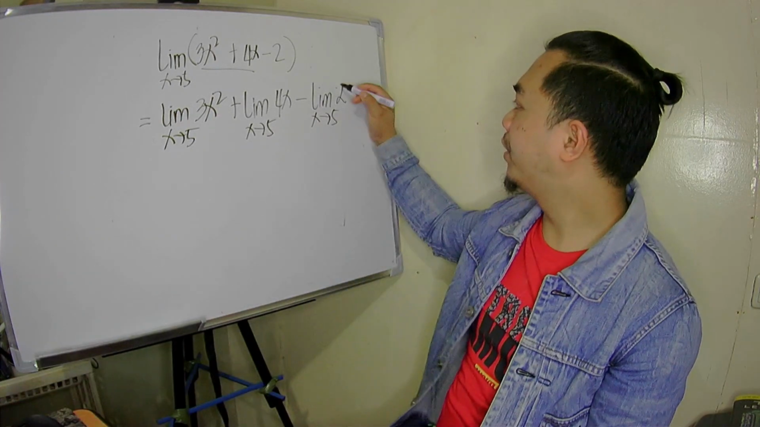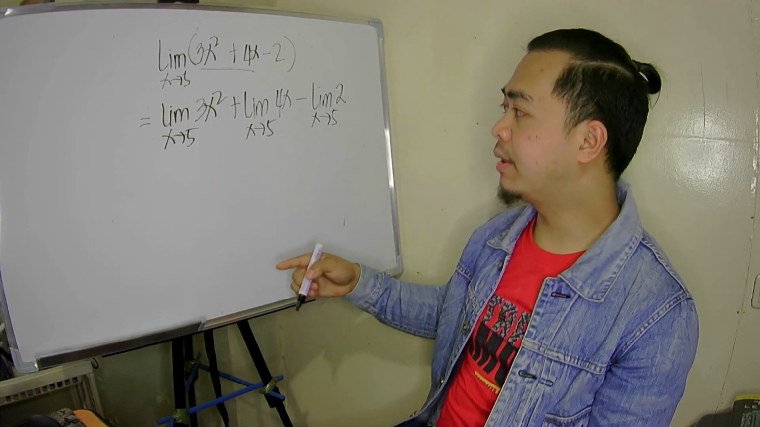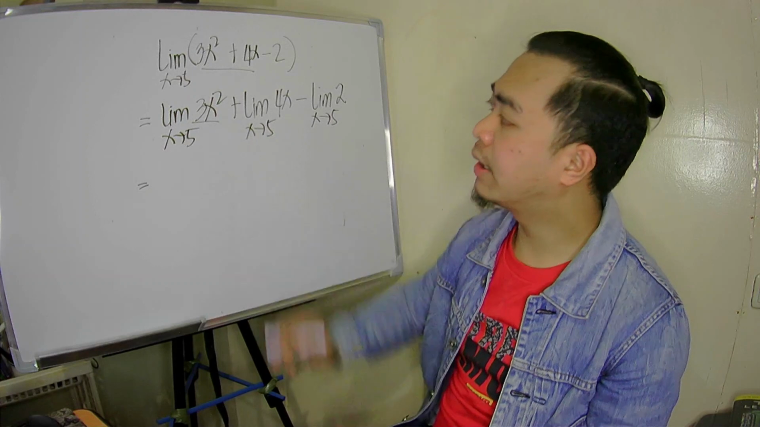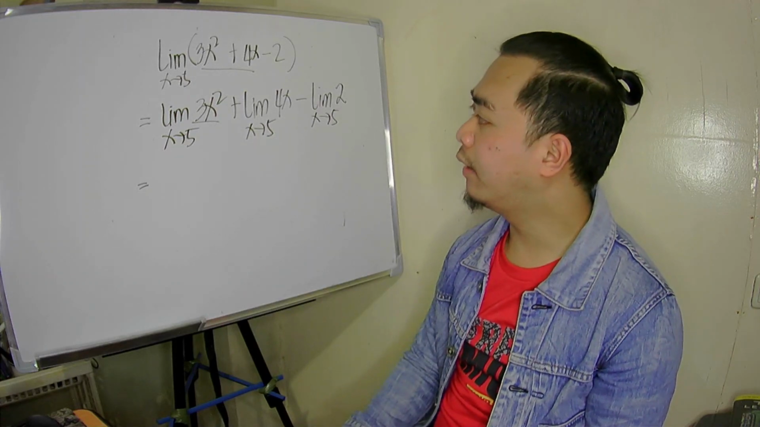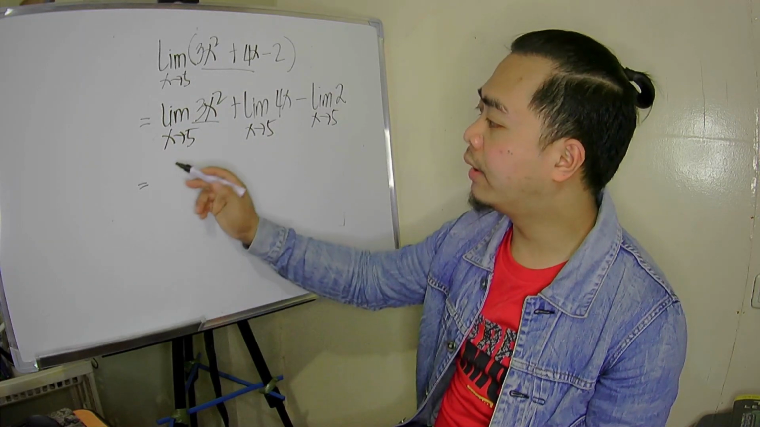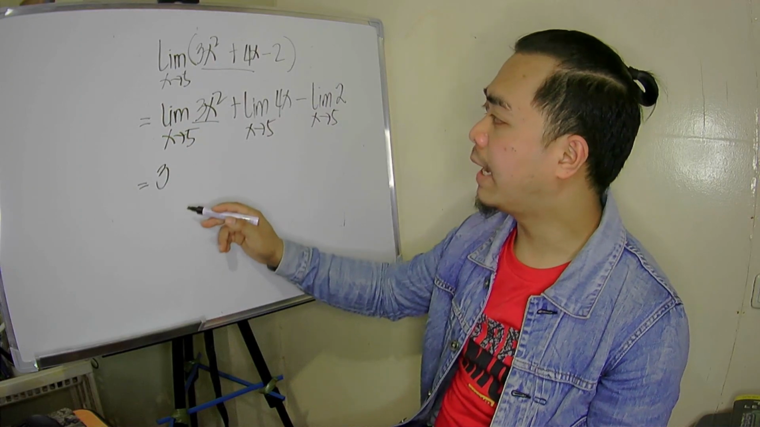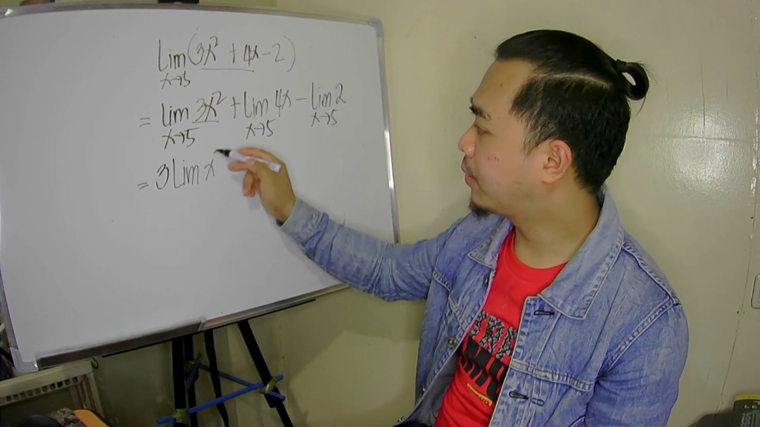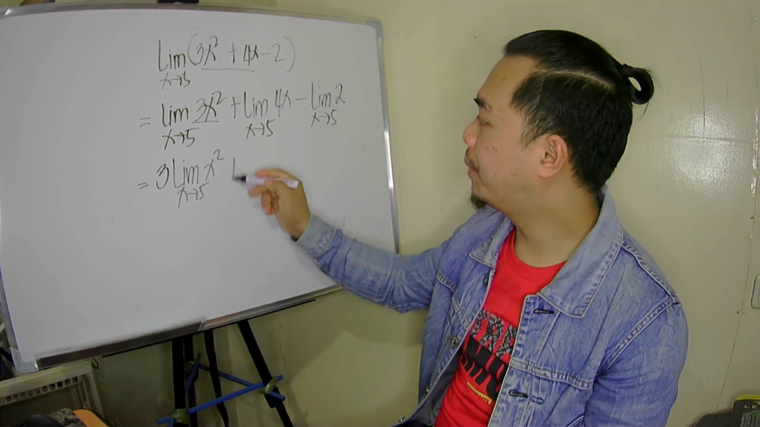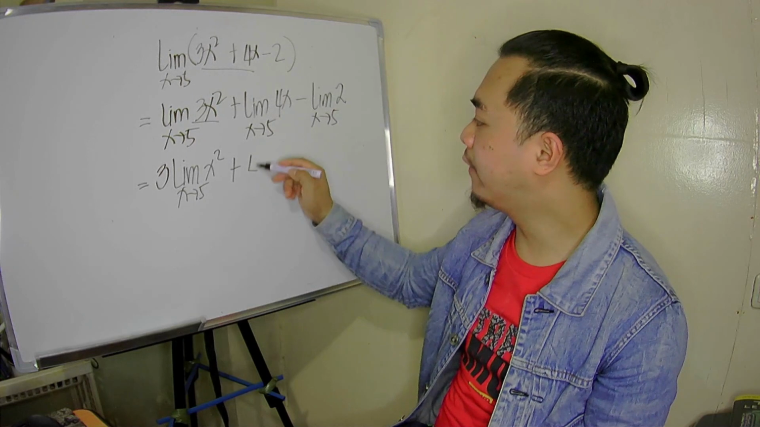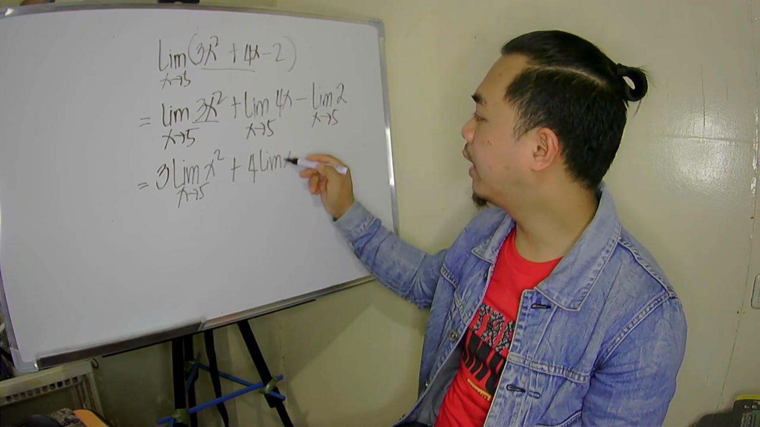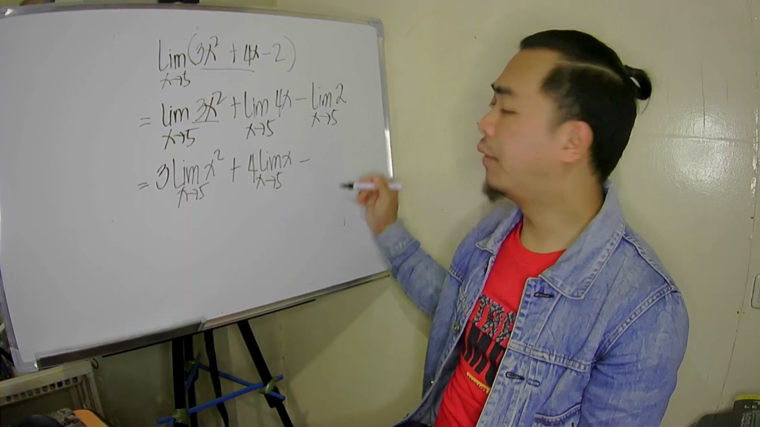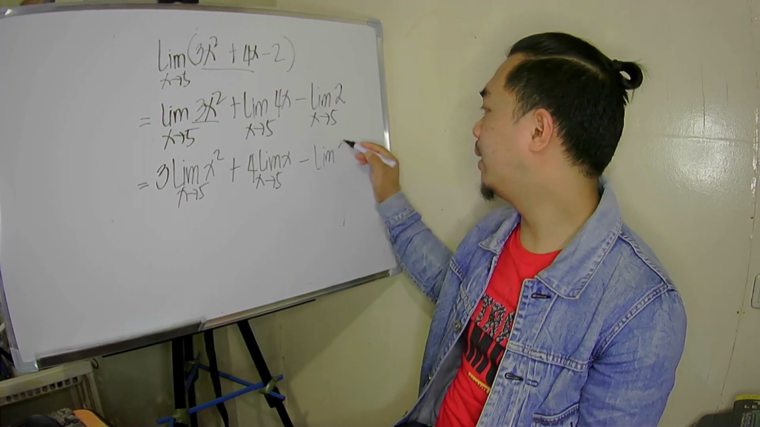Well, we can answer this further by applying other properties that we discussed already. For example, this is a product of a constant and a function. We can factor it out. That is, we factor out 3. And then, sige, isulat lang natin yun. Limit of x squared as x approaches 5 plus, we do the same kasi may 4 doon. Limit of x as x approaches 5 minus limit of 2. Copy lang natin.